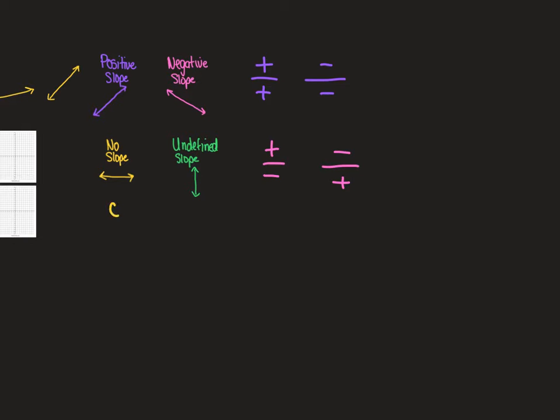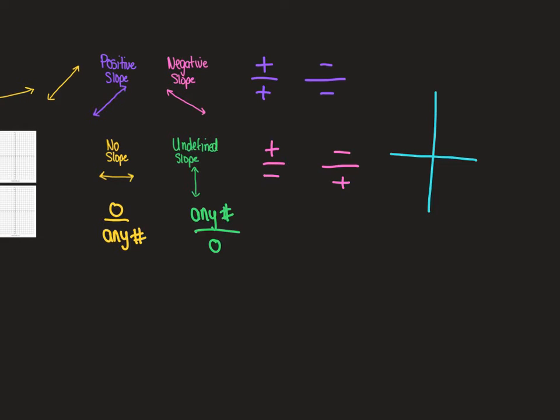No slope would have a 0 on top of any number. Undefined would have any number on top of a 0. So if the 0's here, no slope. If the 0's here, undefined slope. All of this information is something you have to put into memory. So maybe for the next test or quiz, this is something you could make flashcards for and draw this on the front of your flashcard and this on the back. Say what kind of slope? Positive slope. What kind of slope? Negative slope. If the numbers are both positive, positive slope. So this kind of stuff is just memorizing.